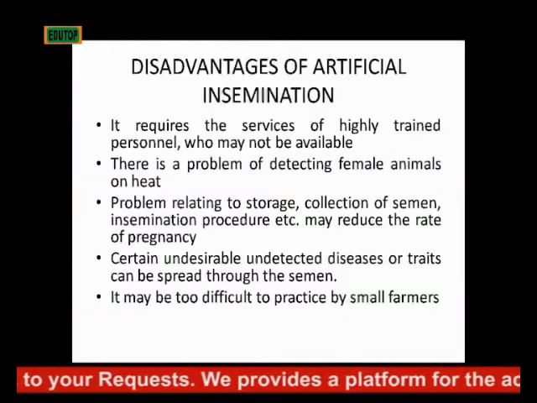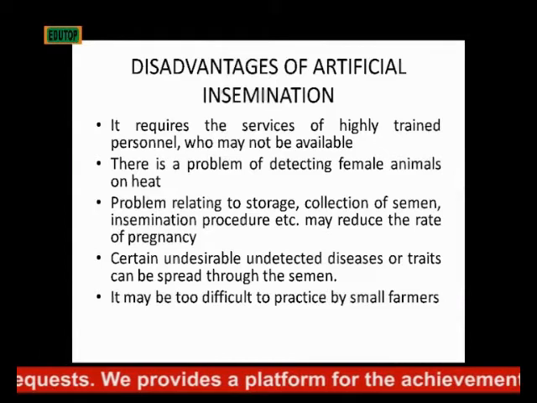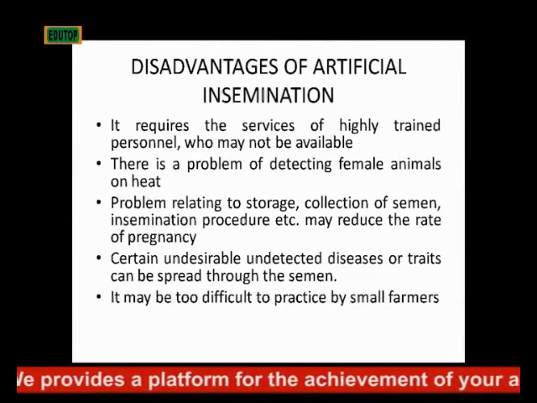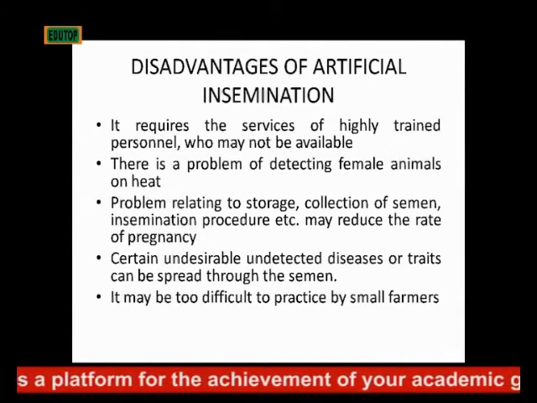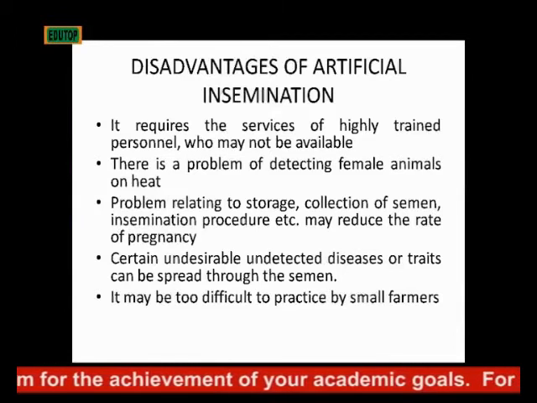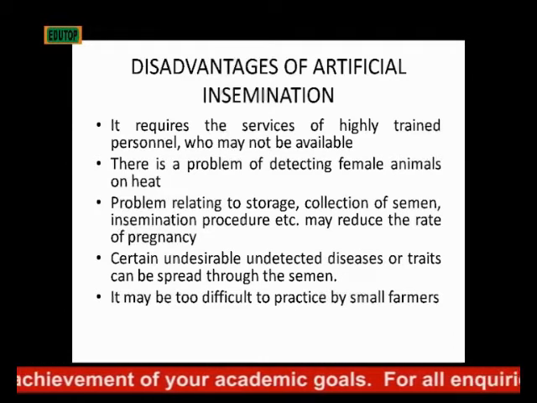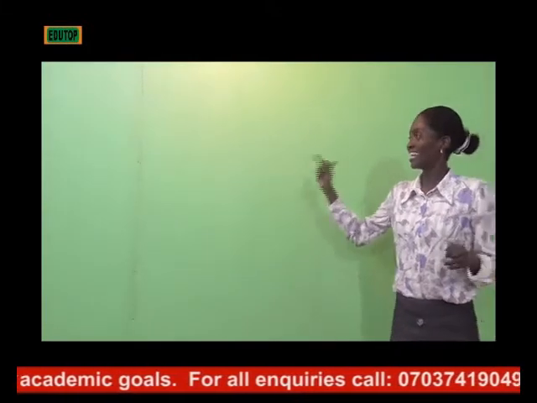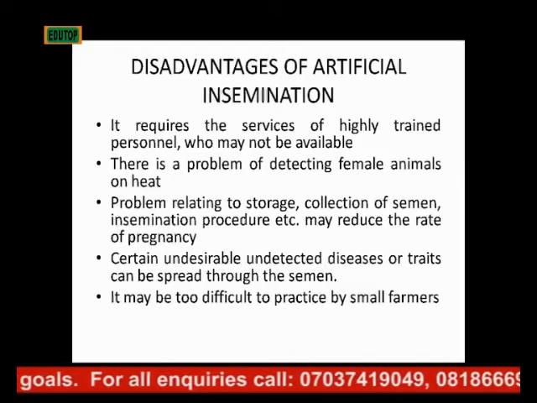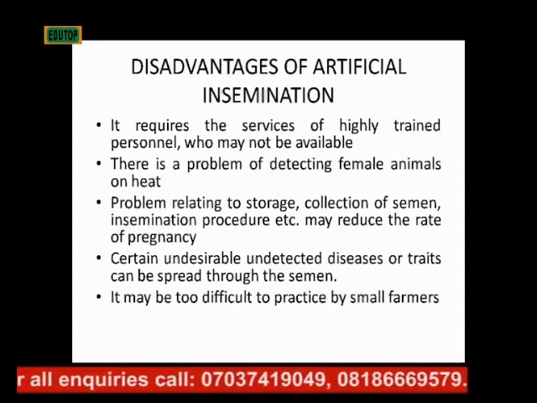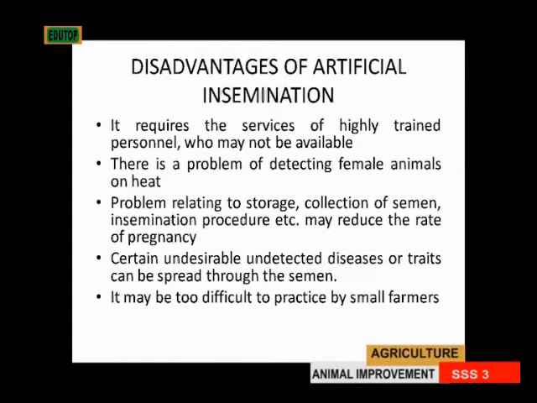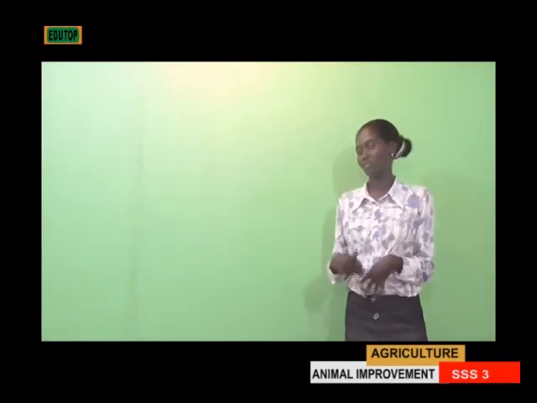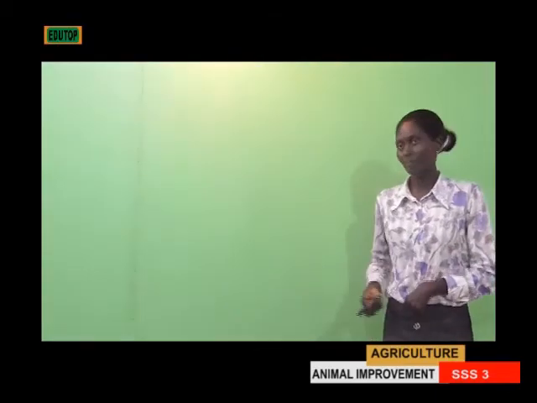Now, the disadvantages of artificial insemination. First, it requires the services of highly trained personnel, and that may not be readily available. The next disadvantage is that there is a problem of detecting female animals on heat. And if the female animal is not on heat, then the whole process is a waste of time.